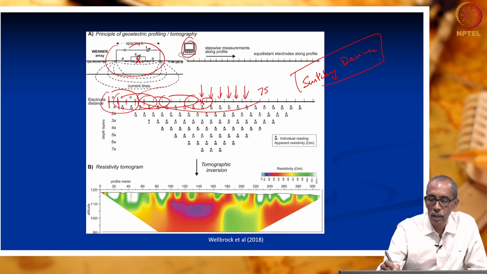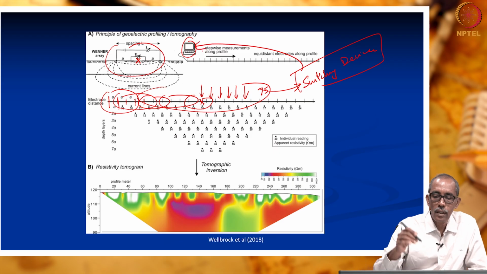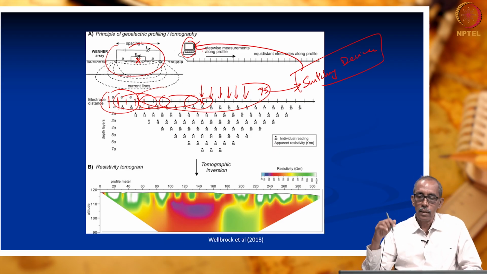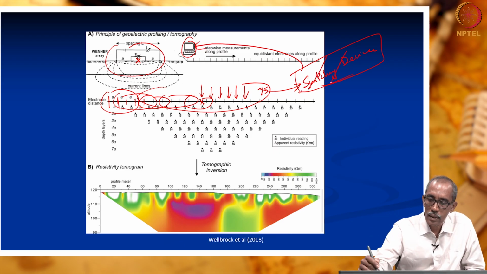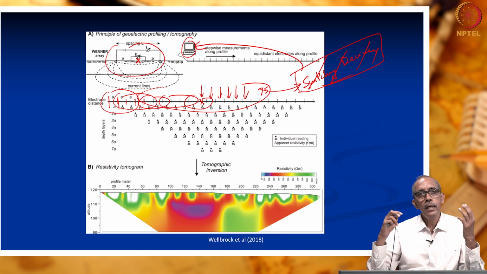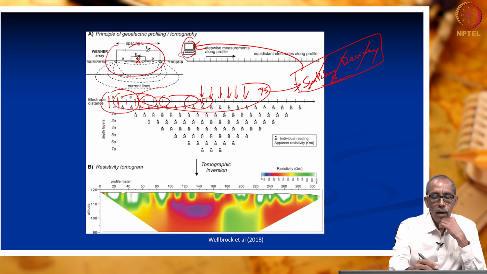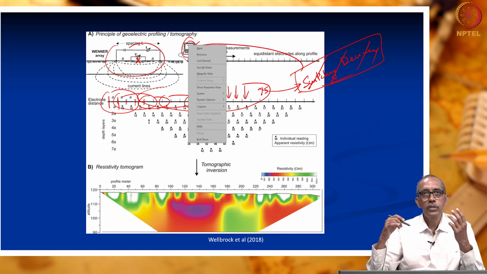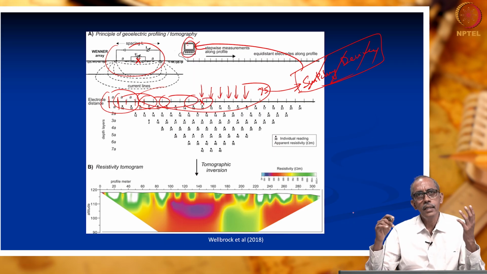All these 75 electrodes are connected to the switching device. Switching device is connected to the resistivity meter. That means, what is the job of this device? This device automatically switches the connection of 4 electrodes to the resistivity meter. Okay. So, how does it switch the connections? It does in the combinations which you wanted, right. That means, you can set the instrument.